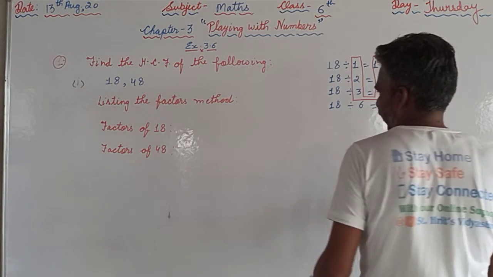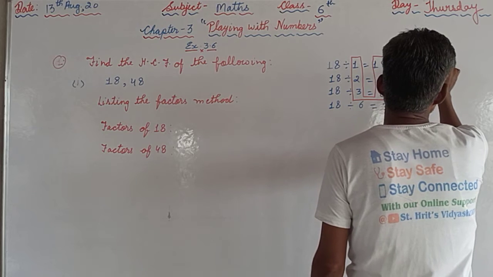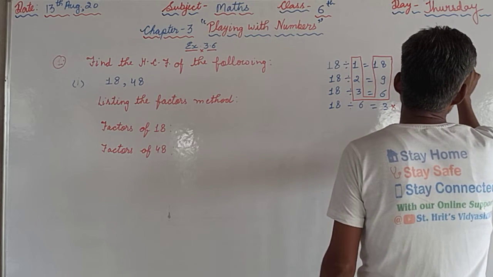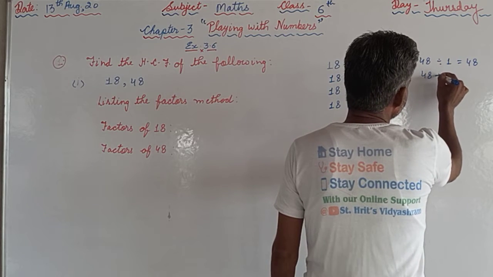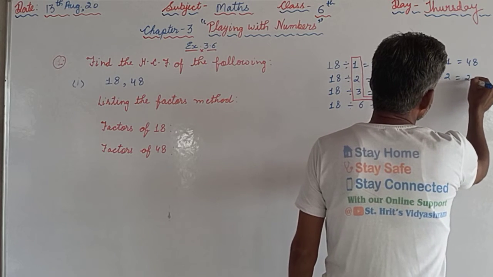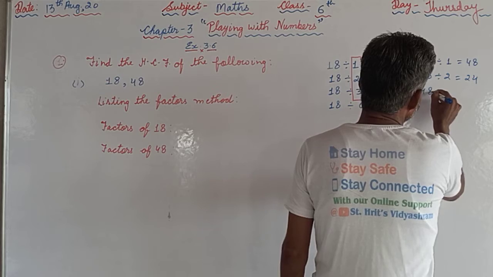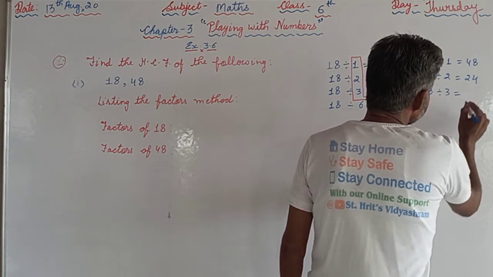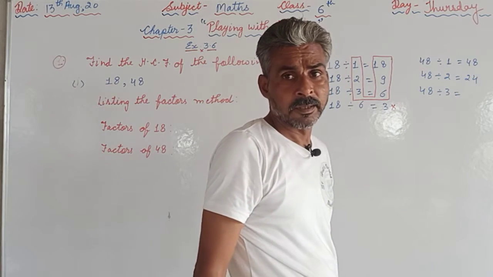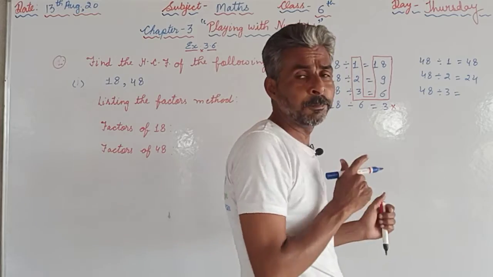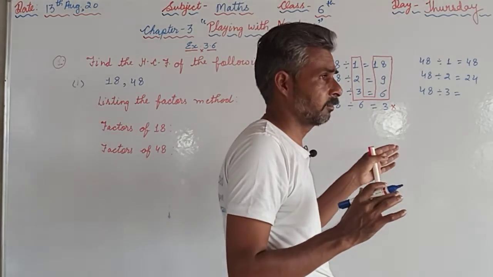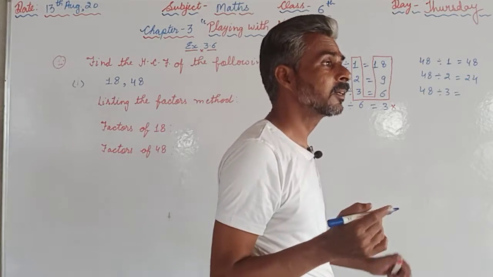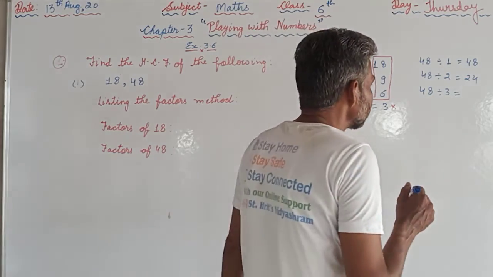At the same time we will find the factors of 48. 48 divided by 1, 48, 48 divided by 2, 24, 48 divided by 3. Here the divisibility rules come into play. If we know the divisibility rule, we can easily assess by which number it is divisible or by which number it is not divisible.